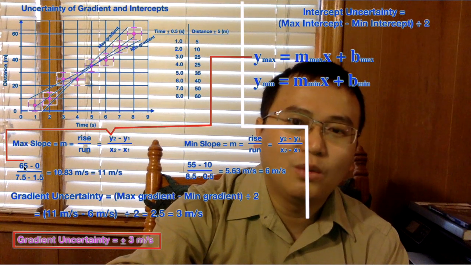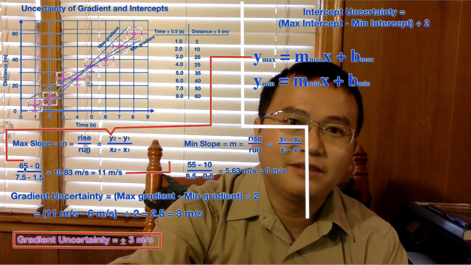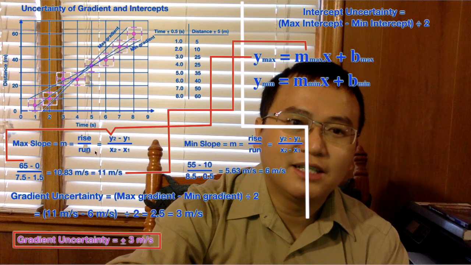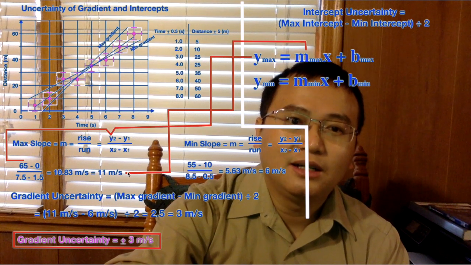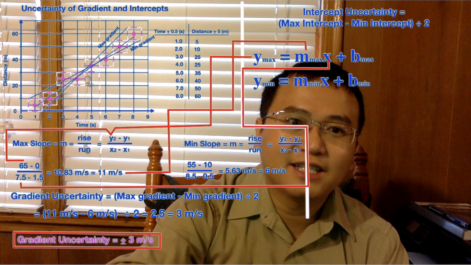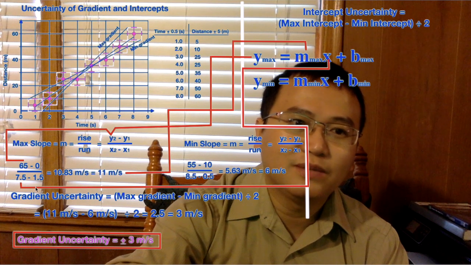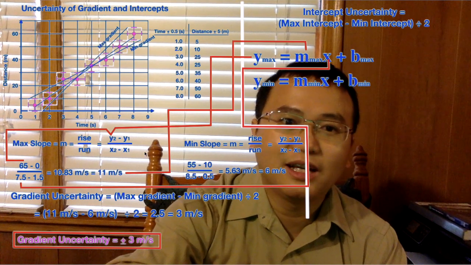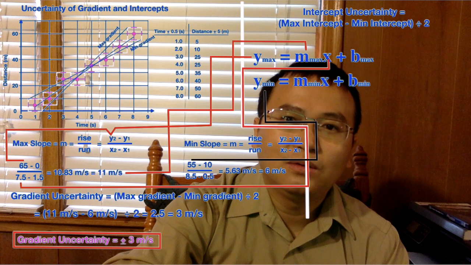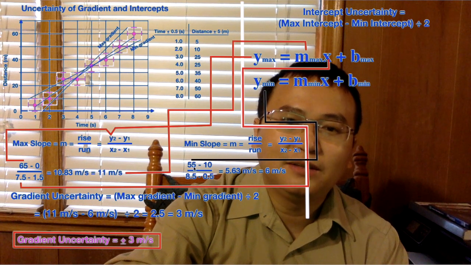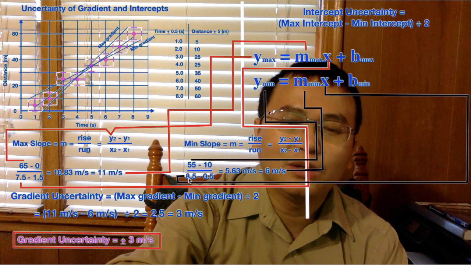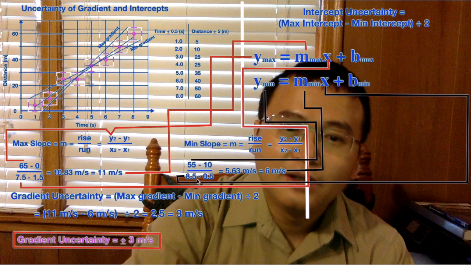We know that the y for the max is 65. The slope for the max is 11 meters per second. And we have an x value, which is 7.5. We just plug that in. And so y min is 55, and the slope of the minimum line is 6 meters per second. The x coordinate that we're using is 8.5.